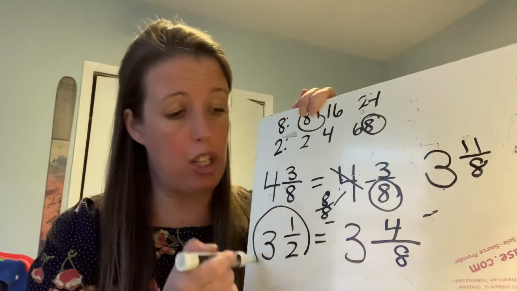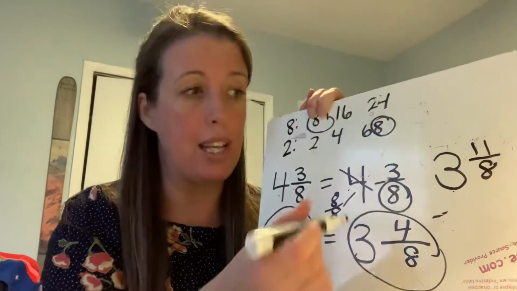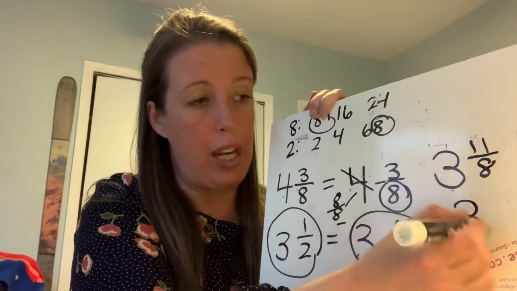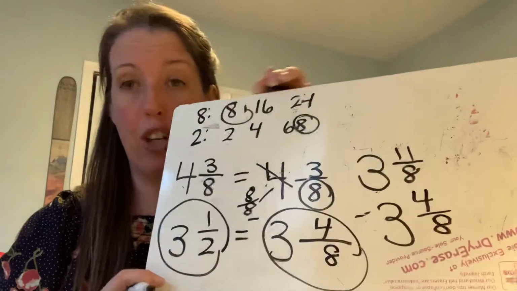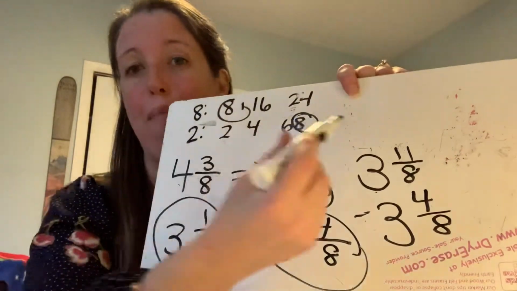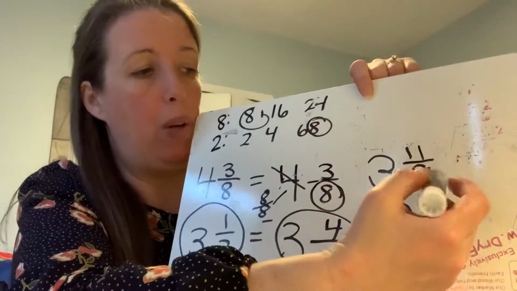Now, I'm not touching, well, I renamed it. I'm not going to touch this. This is going to stay exactly the same. I'm going to take away 3 and 4/8. And now I can actually just do the subtraction because look, I made this an improper fraction. It has way more than it needs to be a whole.